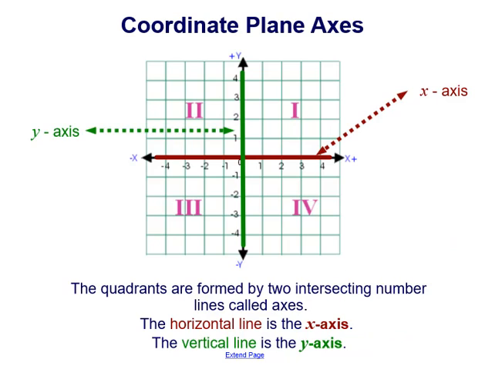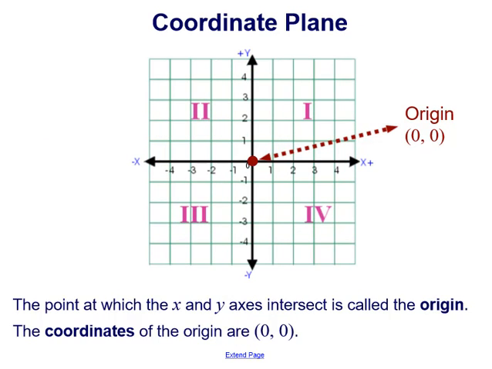The quadrants are formed by 2 intersecting number lines called axes. The horizontal line is called the x-axis, so you can see that here in red. And the vertical line is called the y-axis. You can see that here in green. And it's separating the 4 quadrants on the coordinate plane. The point at which the x and y axes intersect is called the origin. The coordinates of the origin are 0, 0.